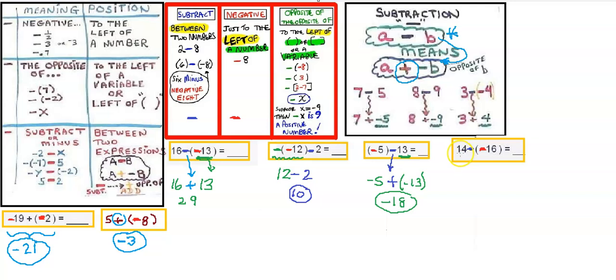Last one, 14 subtract negative 16. Change the subtraction to addition. Leave the first number always the same. Now we have to take the opposite of this quantity right here, so it becomes 14 plus the opposite of this, which is positive 16, and here we get the answer 30.